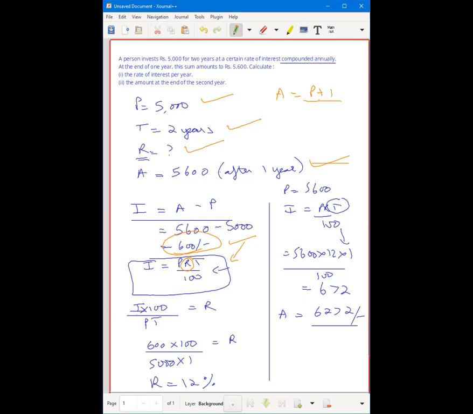And we use the rate of interest to find out the second year, as we were doing normally with compound interest using the simple interest method. We took the amount at the end of the first year as the principal for the second year, and to find out I, we took R as 12% and T as 1 year.